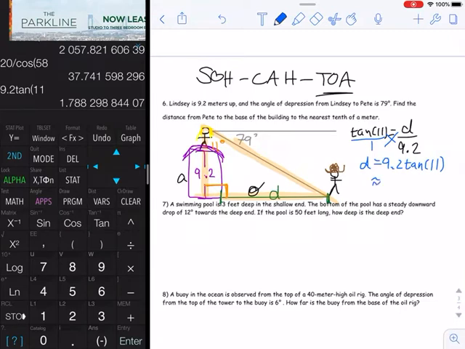So Pete was actually very close to the building. He was 1.8 meters away. So realize our picture's not even really to scale. It's just more for reference to see the spatial relationships, what's where, what part's what, so on and so forth.